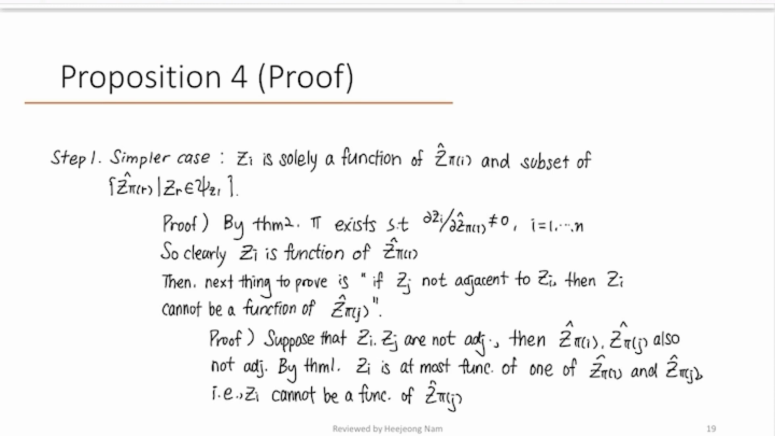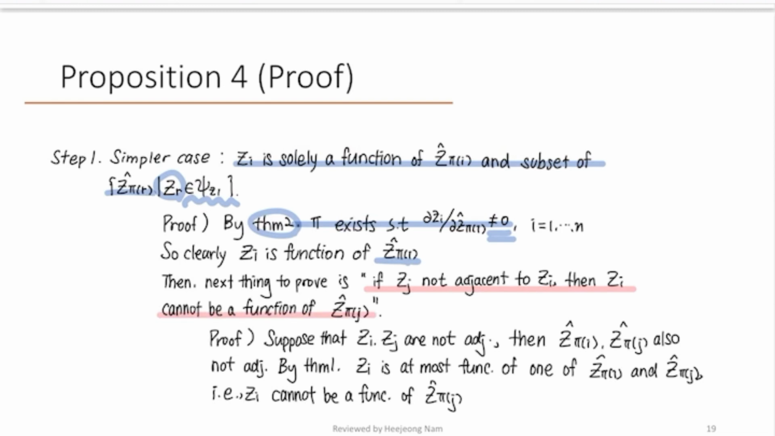Step 1, we just consider the simpler case. We are going to show that z_i is solely a function of z hat pi(i) and a subset of z hat pi(r), where z_r is an element in the intimate neighbor of z_i. To prove this, we first leverage theorem 2, which denotes that there is a permutation pi such that del z_i by del z hat pi(i) is not equal to 0. So clearly z_i is a function of z hat pi(i). And then the next thing to prove is that if z_j is not adjacent to z_i, then z_i cannot be a function of z hat pi(j).